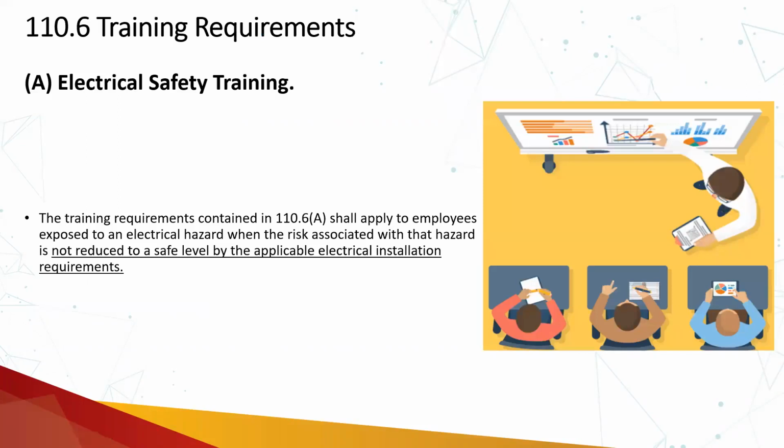So the training for the qualified person will be based on the amount of hazard involved in the task, and what type of training you have to provide to the person in order to make them qualified, so that they can perform their task easily. The training requirement contained in Article 110.6 shall apply to employees exposed to electrical hazard when the risk associated with the hazard is not reduced to a safe level by the applicable electrical installation requirements.